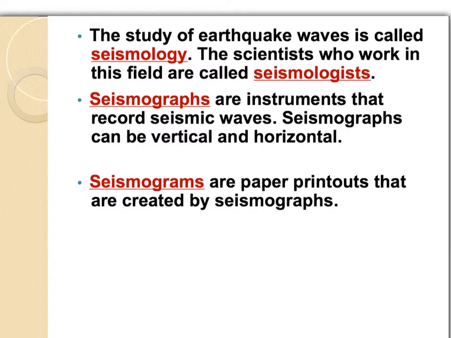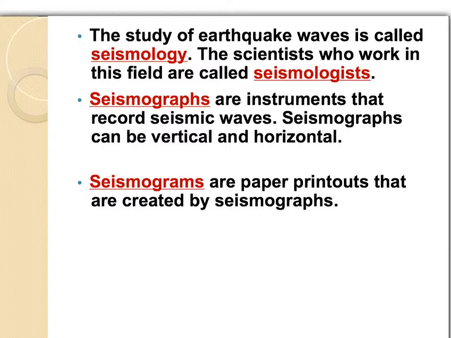Now, if you are a seismologist, then you will work at a seismograph station, and seismographs are basically instruments that measure seismic waves. Seismographs can be vertical and horizontal. I imagine that there are improvements in seismographs now with technology in general. I will show you a diagram, however, of an old vertical seismograph, so you can see just essentially how they worked in the past.